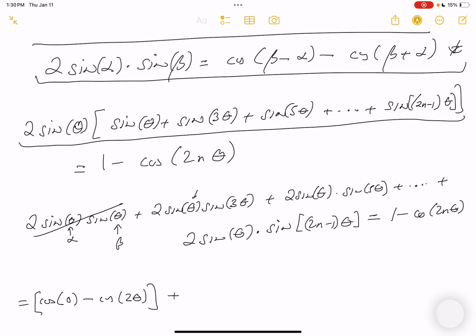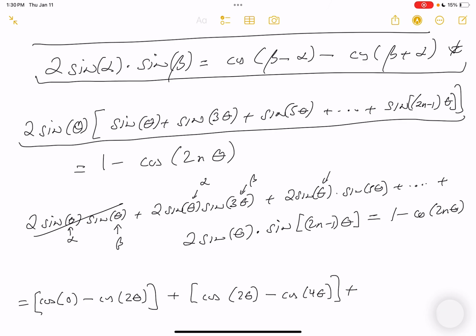Plus. This is now alpha. This is now beta. All right, let's write that down. So what's it going to be equal to? It's going to be equal to the cosine of beta minus alpha. That's 3 minus 1, which is 2. Minus cosine of beta plus alpha, which would be 4 theta. All right, let's go to the next term.